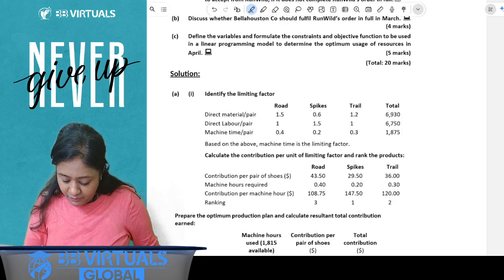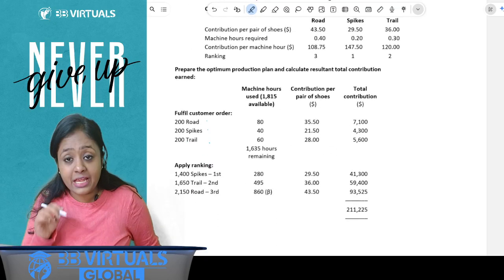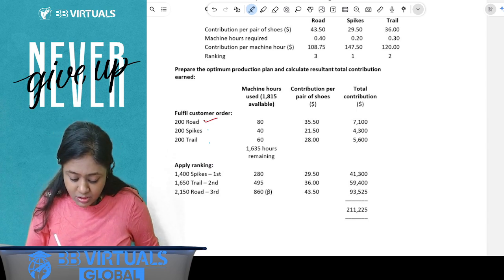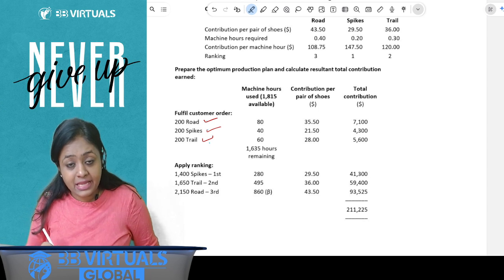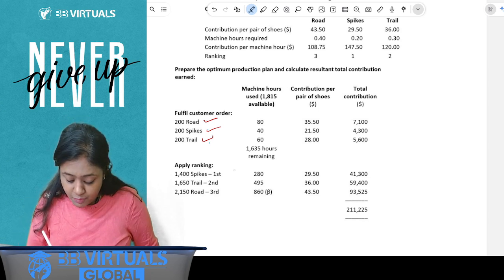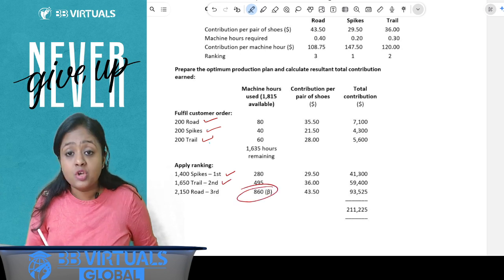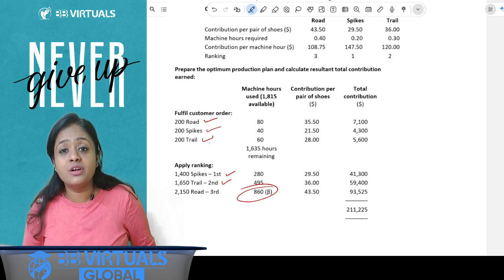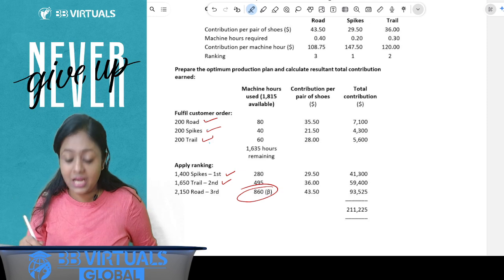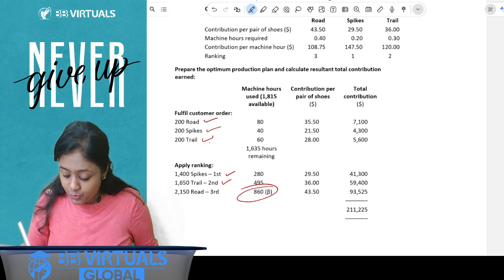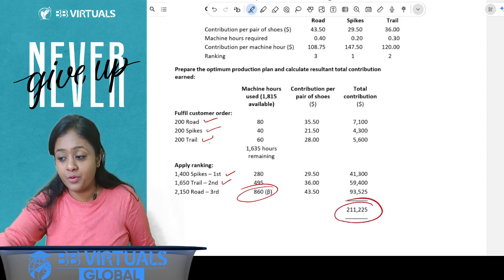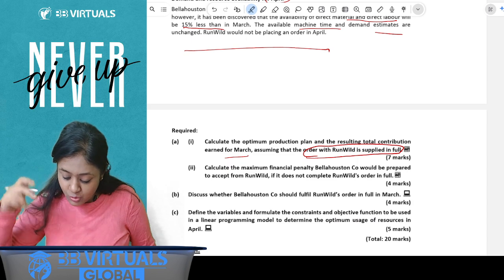And as this was to guide you, let's have a quick look at how you would be solving it. So the first one, like we discussed: first, we will make the full customer order for 200 roads, spikes and trail. And then in the sequence of the maximum contribution, we will make spikes first, trail first, and 2150 units of only roads, because for the hours that are available, only for those hours we will manufacture roads. So we get a contribution of 211,122.5. Okay.